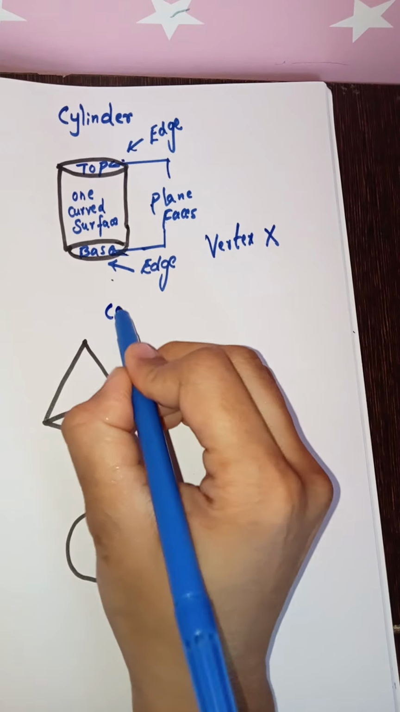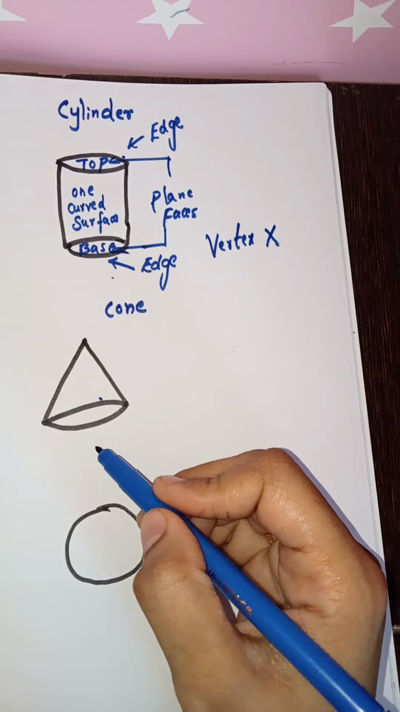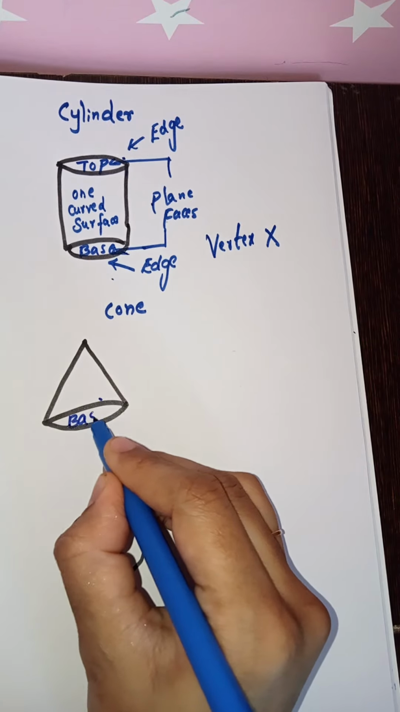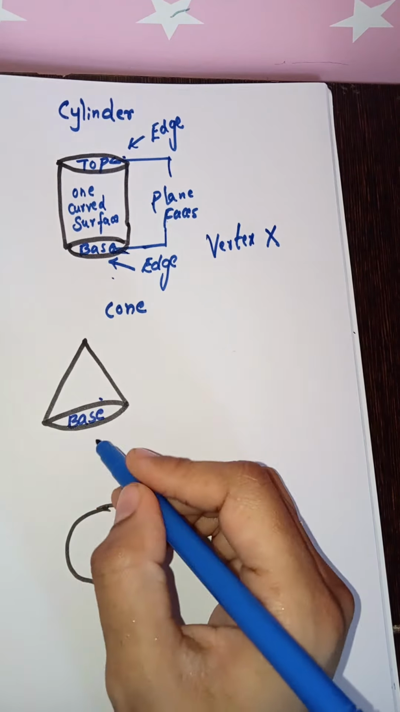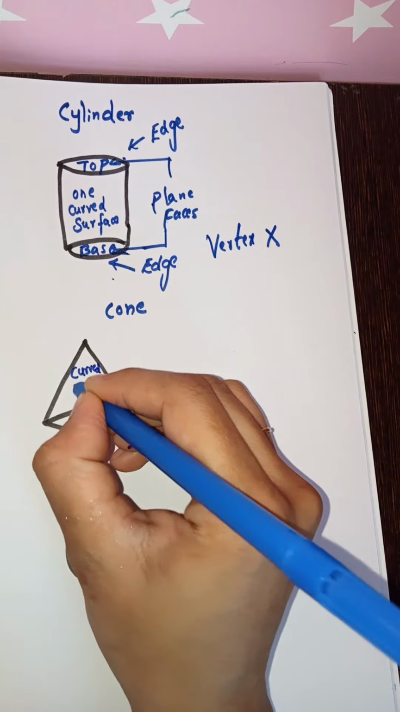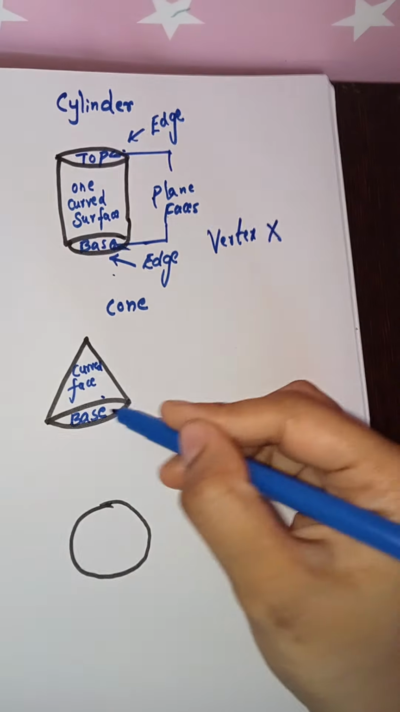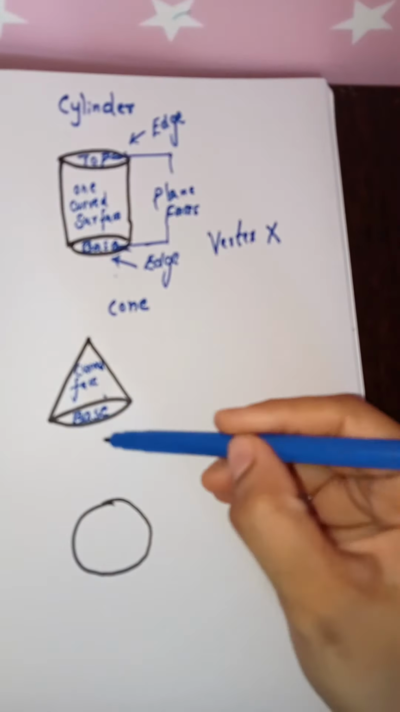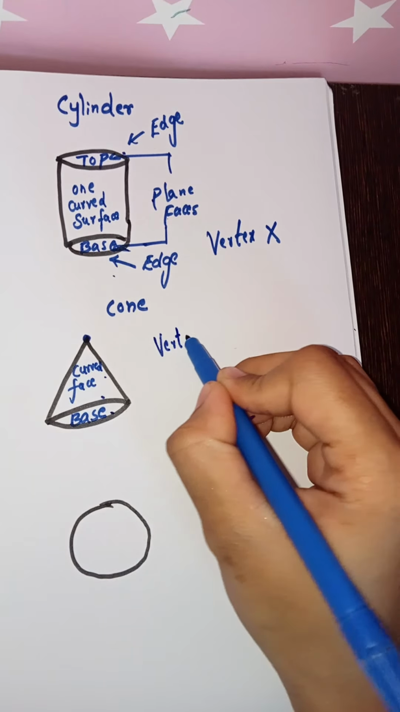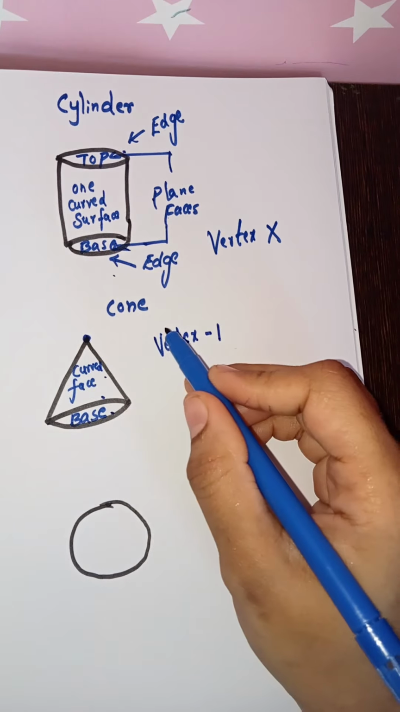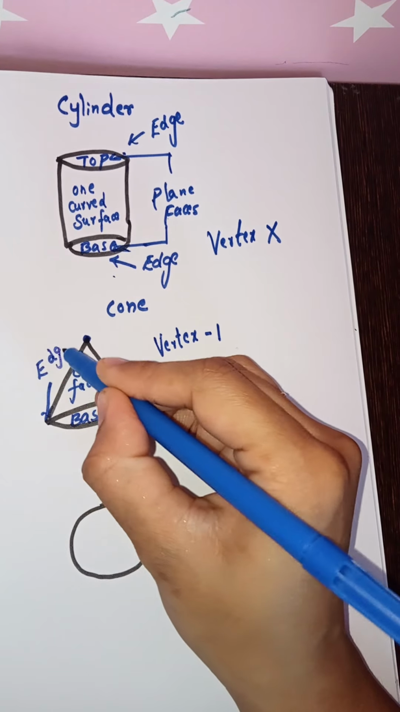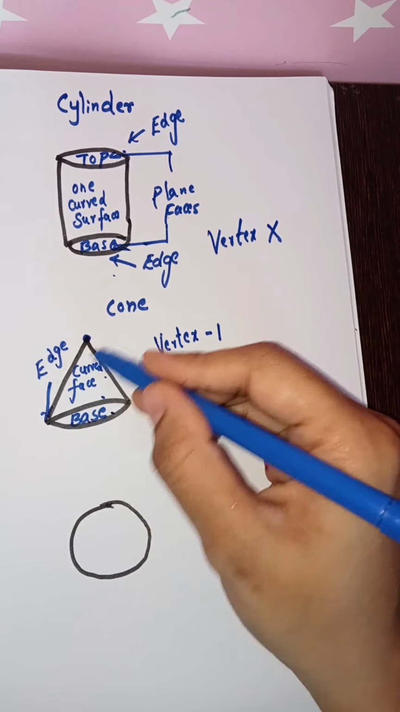Coming to the cone. So this is a cone. A cone has only one plane face, that is its base, and only one curved face. So this is one curved face, right? It has one vertex, here, the vertex or corner. It has one vertex or corner and one edge. You can write here edge, where the curved face meets the plane face.